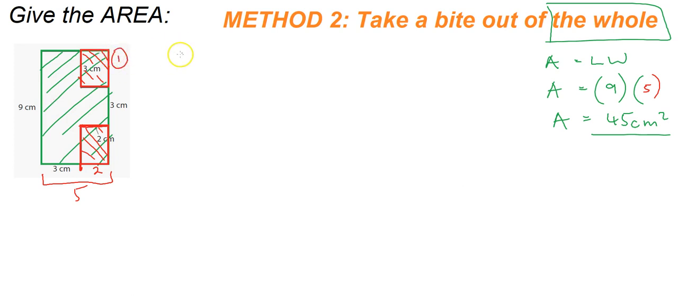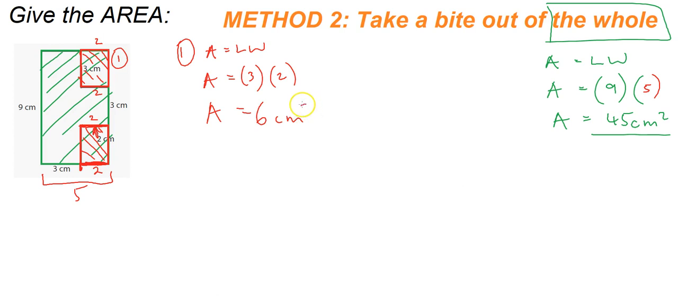Let's call this rectangle A, rectangle number 1. Area equals length times width. We've got a length here of 3 and a width. We know from our earlier working that that is 2, and this is also given as 2, so this must be 2, that must be 2. Area equals 6 centimeters squared. So that's rectangle number 1.